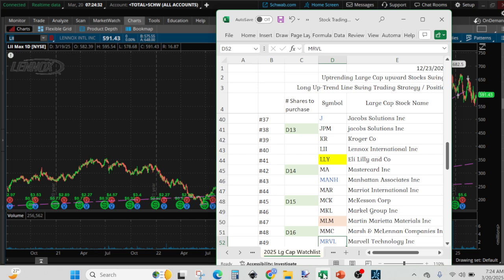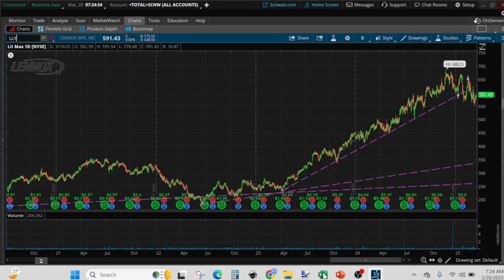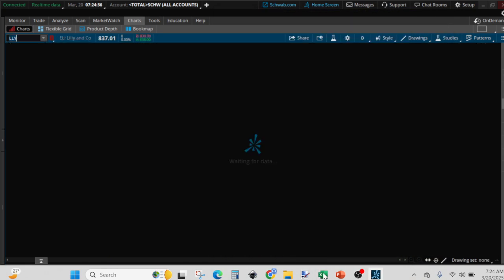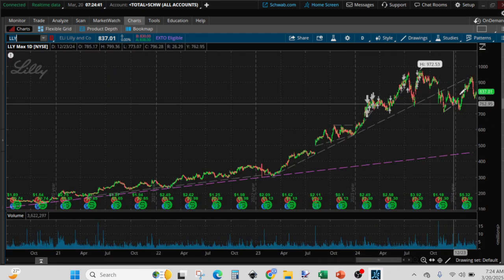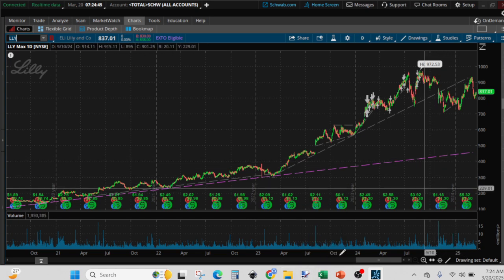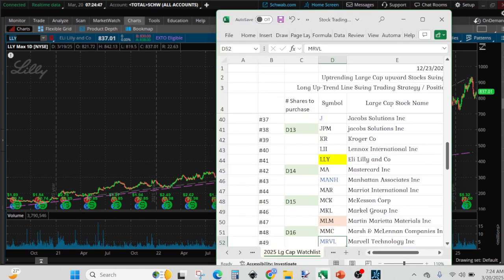The next one is LLY. LLY, we bought it, we have not sold it yet. We bought it somewhere there and it pulled back on us, so it has not gone back up yet, and it's far from this trend line, so no purchase today for it.